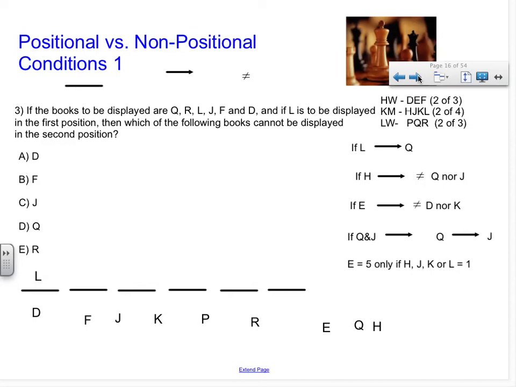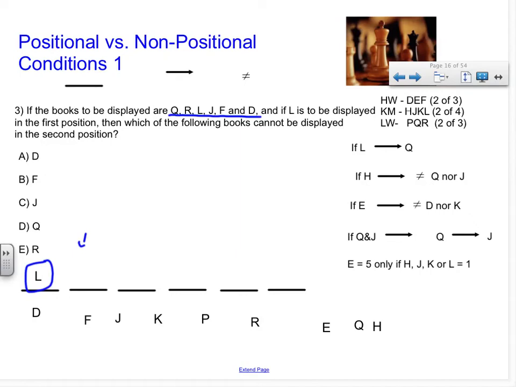We will continue. Let's take a look at the question together. If the books to be displayed are Q, R, L, J, F, and D, and if L is to be displayed in the first position, then which one of the following books cannot be displayed in the second position? So these are the letters that we're using. And L is constrained to the first position, so I'll draw a box so I'm not tempted to move it. And which of the following books cannot be displayed in the second position? In other words, right here.